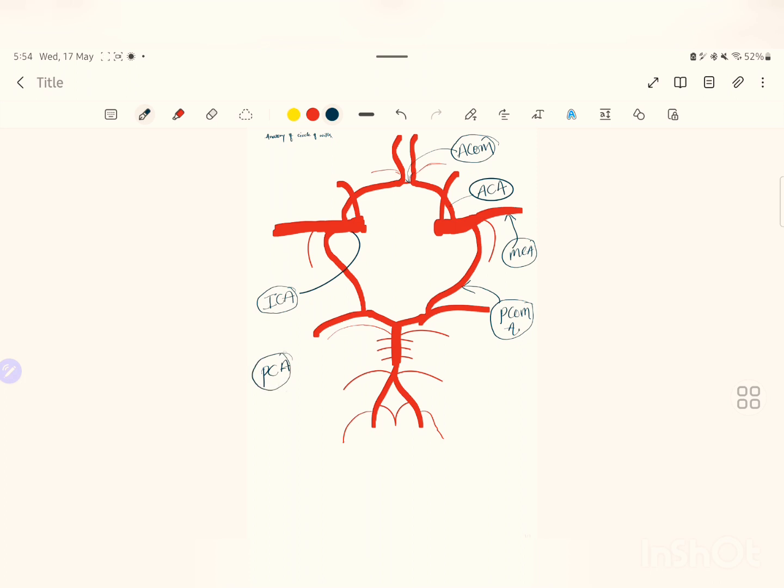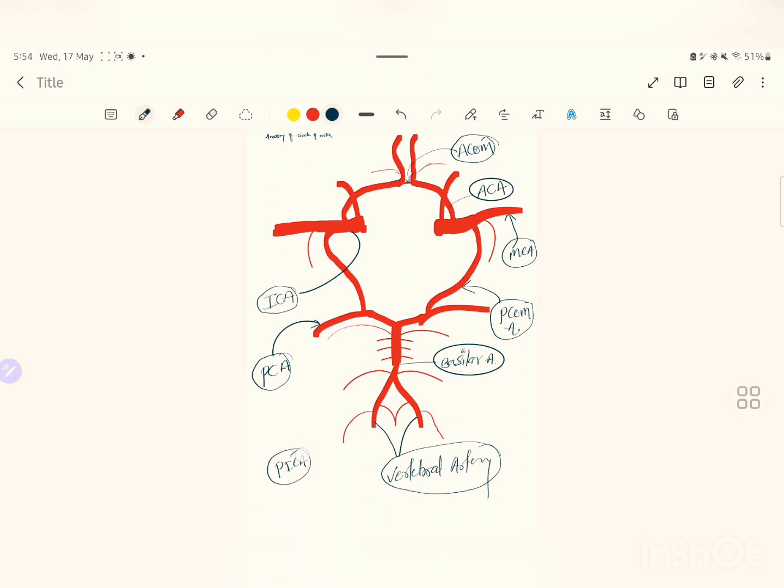This is a posterior cerebral artery. This is a basilar artery formed by joining of a left and right vertebral artery. Vertebral arteries are branches of subclavian artery, arising from the first part of subclavian artery. These are the two vertebral arteries. They join at the pontomedullary junction and form the basilar artery. So this is a vertebral artery.